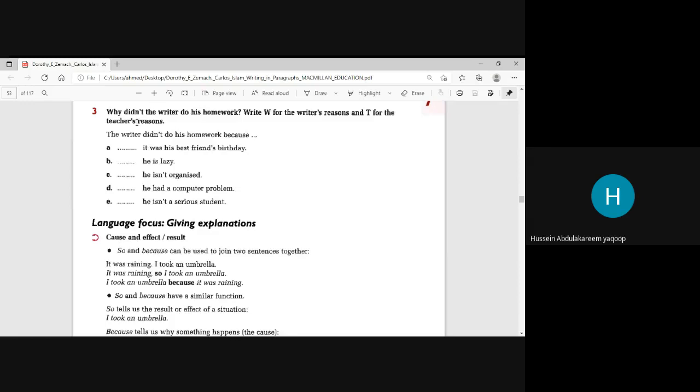Okay, now we have what? Why didn't the writer do his homework? Write W for the writer's reasons, and T for the teacher or professor. Okay, now let's start with letter A. Abir Abdul Majid, please read and tell us the answer.